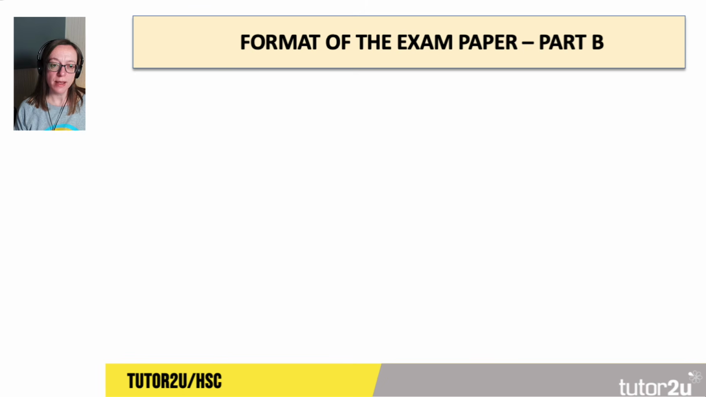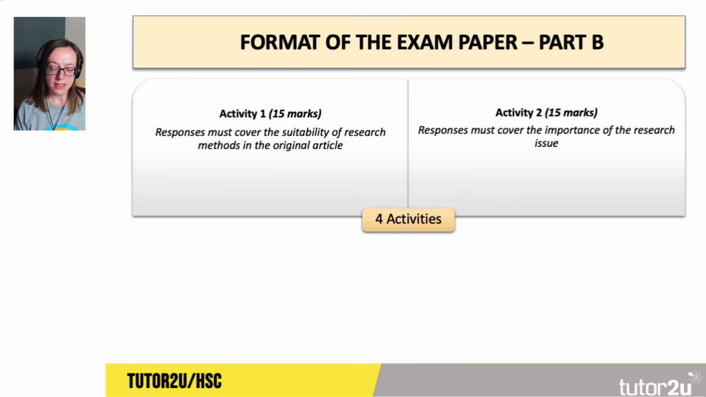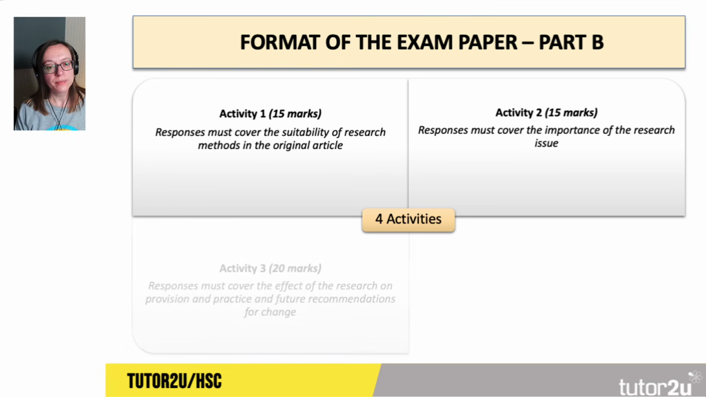So the format of the exam paper for your Part B. As I said at the start, there are 4 activities. Activity 1 is worth 15 marks, and your response must cover the suitability of research methods in the original article. Activity 2, also 15 marks, and your responses must cover the importance of the research issue, and that's where you bring on your secondary research.